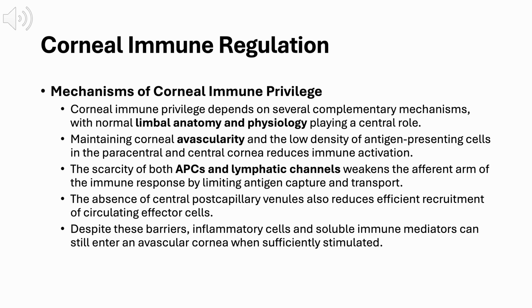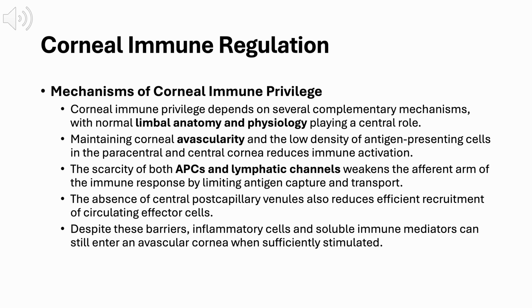Now let's formalize how the cornea achieves privilege, tying together the anatomy we've built up. Corneal immune privilege depends on several complementary mechanisms, and normal limbal anatomy and physiology play a central role. Maintaining corneal avascularity, along with the low density of antigen-presenting cells in the paracentral and central cornea, keeps immune activation to a minimum. That scarcity of both APCs and lymphatic channels specifically weakens the afferent arm of the immune response. Remember our three phases, by limiting both antigen capture and antigen transport out to lymph nodes.